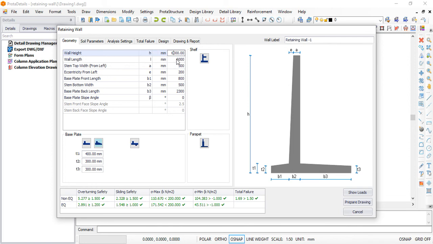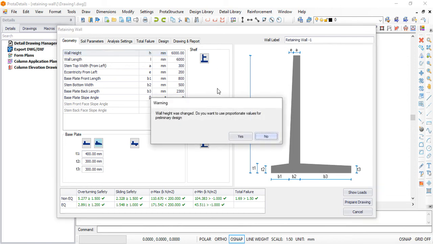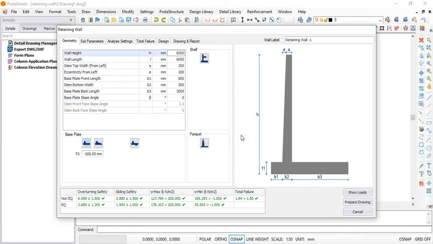The wall length, you determine the wall length. You say the wall height was changed. Do you want to use proportionate values for preliminary designs? And the system will calculate preliminary, what I just explained to you, is the same process the system would use. We can say yes, use it. So if we do that, it will automatically do our calculations for us.